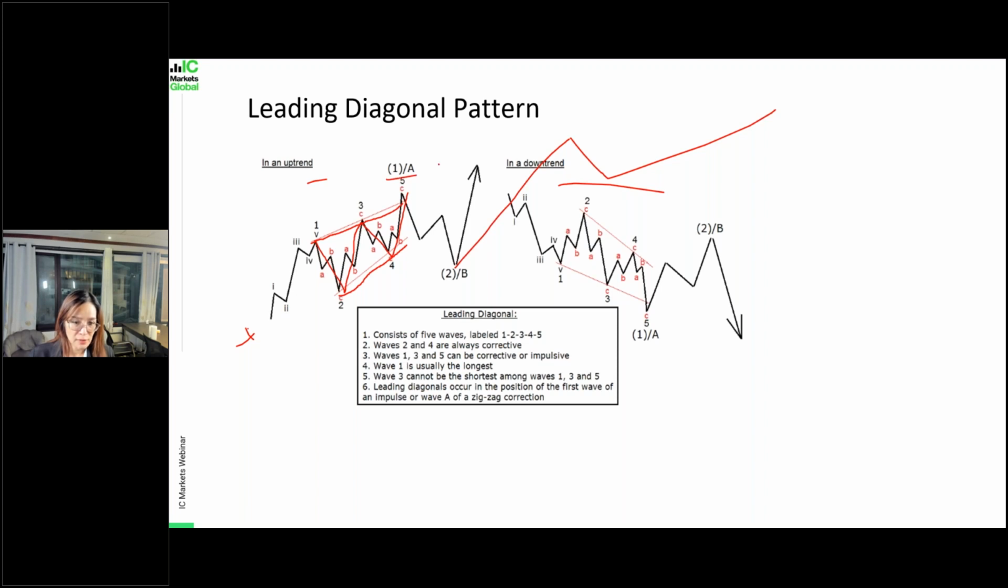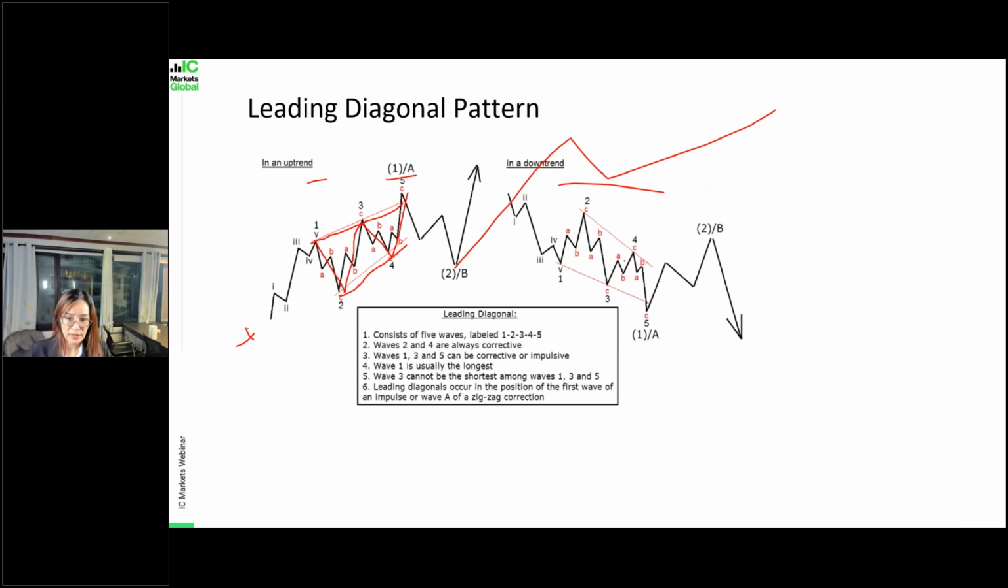Wave 1 here. And what it says here is that wave 2 and wave 4 are always corrective, right? And waves 1, 3, and 5 can be corrective or impulse wave. And usually they say that wave 1 is usually the longest. That's why in wave 1, there will be a leading diagonal, meaning that it continues on the uptrend. Okay, leading diagonal pattern, meaning that it's still in the uptrend, it looks like this.